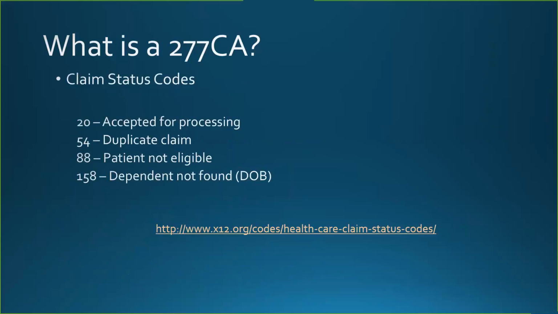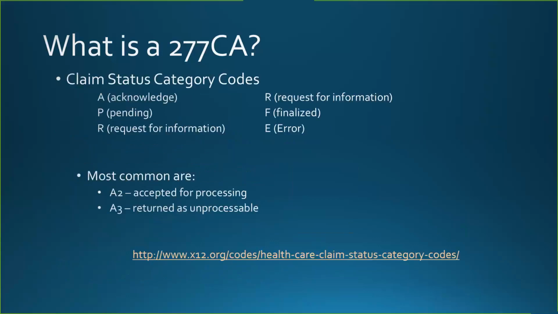I've provided a hyperlink of where you can see all the claim status codes. Hopefully your software makes those easy for you to read, but if not, you can interpret them there. You could also just type in claim status codes into a web browser and search for them and look for the X12 link. In addition to the claim status code, you're going to get a status category code.